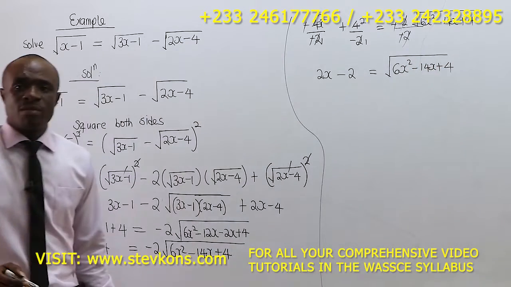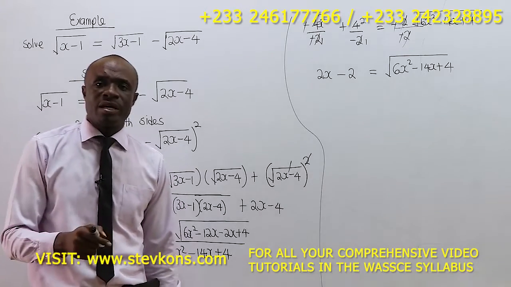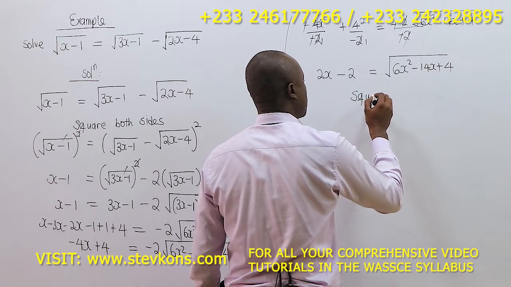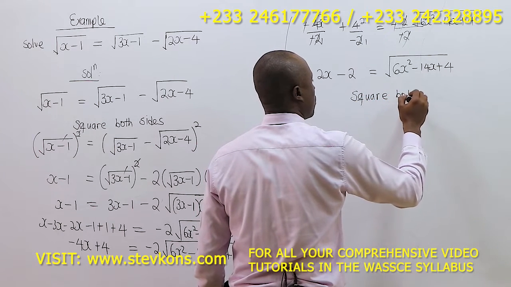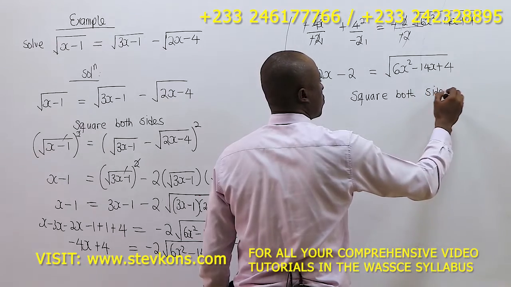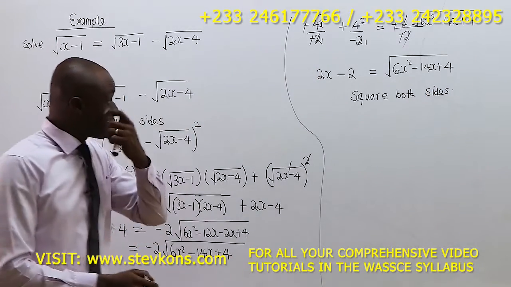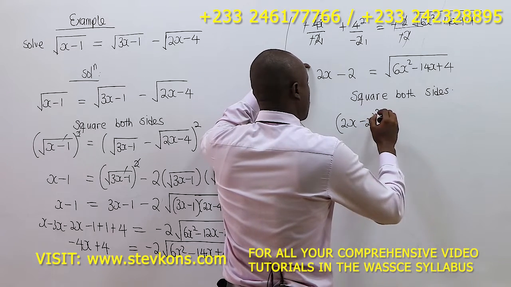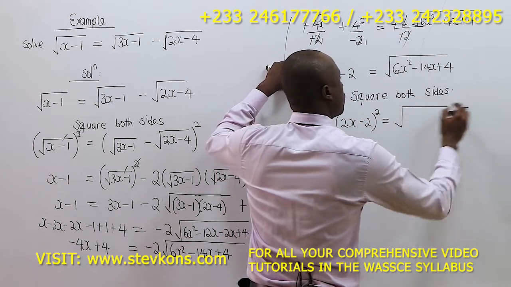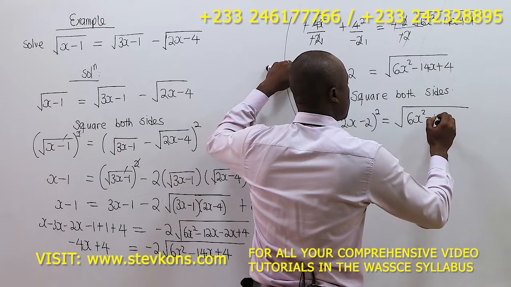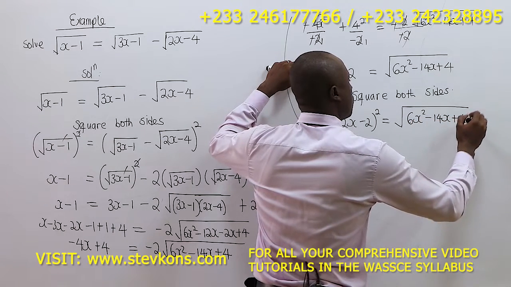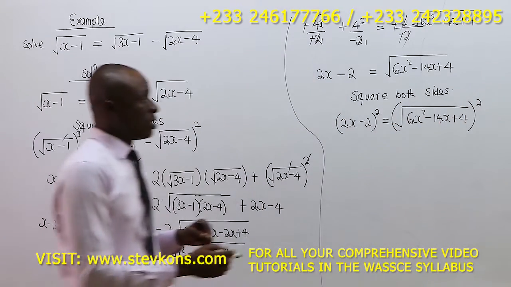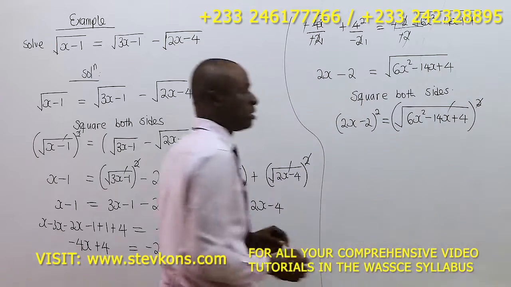We want to find x, but then the x is still in the radical. What do we do? We square both sides again. So we square both sides. And when you square both sides, what are we going to get? We get 2x minus 2 all squared equal to the square root of 6x squared minus 14x plus 4 all squared. Now what can we see? This is cancelling that.